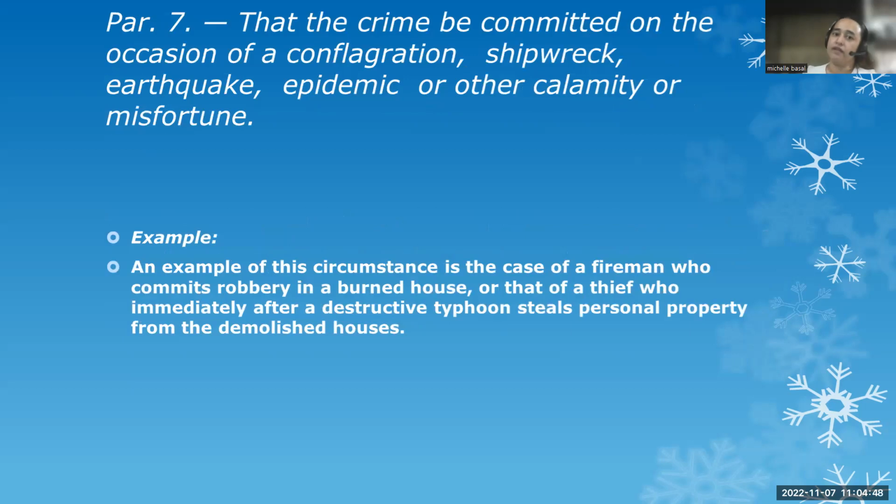Number 7, that the crime be committed on the occasion of conflagration, shipwreck, earthquake, epidemic, or other calamity or misfortune. An example of this circumstance is the case of a fireman who commits robbery in a burned house, or that of a thief who immediately after a destructive typhoon steals personal property from the demolished houses.